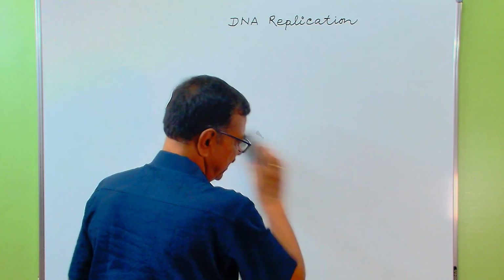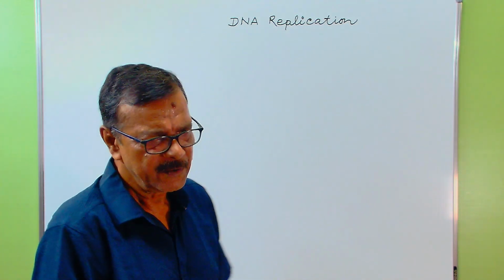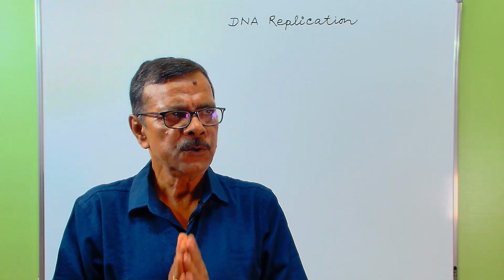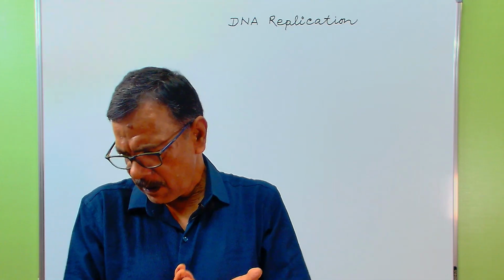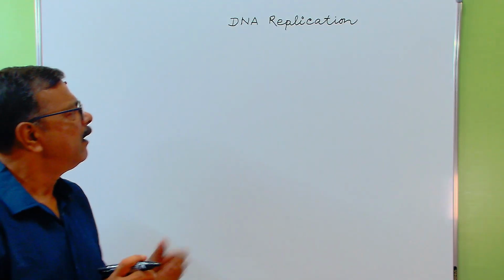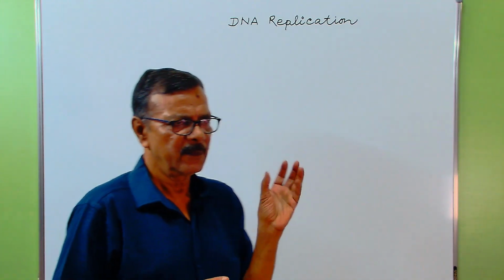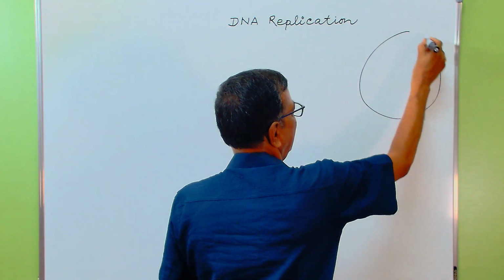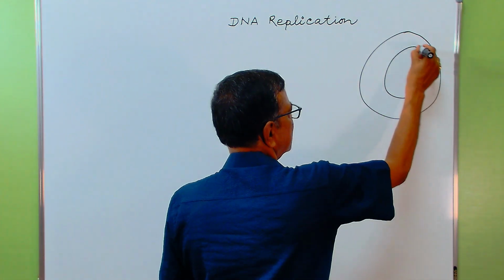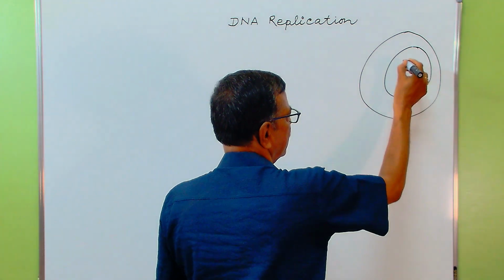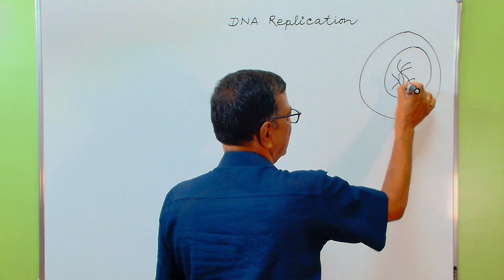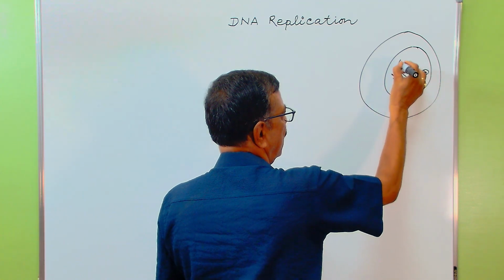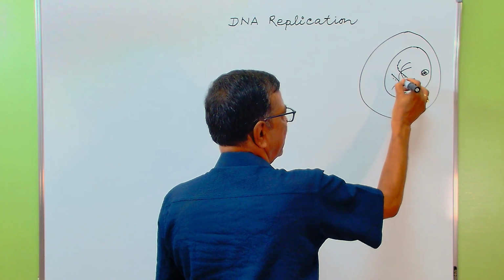DNA is the hereditary material, or DNA is a polynucleotide chain. Within the cell there is a nucleus. This is the cell. A cell contains a nucleus. The nucleus contains chromosomes, and within these chromosomes the genes are located. Genes are made up of DNA.